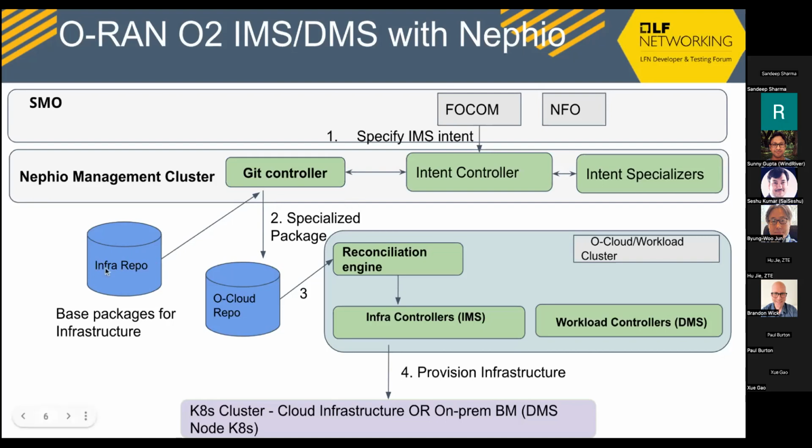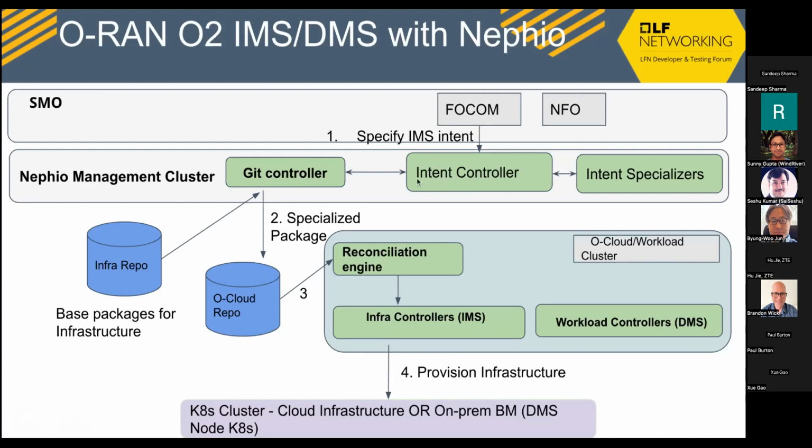So, let's take EKS as an example. There is a base package present which contains all the definitions for all the Kubernetes resources that we need in order to spin up an EKS cluster. And then from the FOCOM, I specify an intent that I need an EKS cluster in a specific region with this specific configuration. My intent controller will then reconcile to this intent that the FOCOM specified.